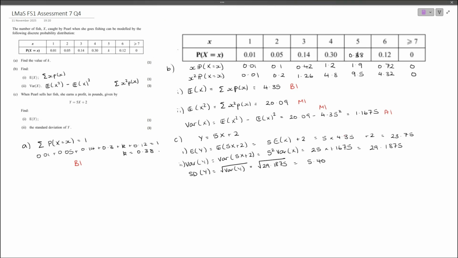For C part 1, and I've got to label C part 1 and 2. For C part 1, there's a method mark for getting 23.75. And for part 2, there's a method mark for saying that the variance of Y is 25 times the variance of X. There's a method mark saying that the standard deviation is the square root of variance. And there's an accuracy mark for giving a number between 5.40 and 5.41.